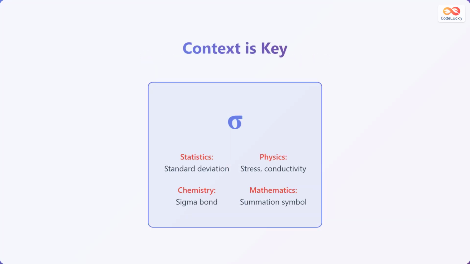The meaning of a symbol often depends on the context in which it's used. Take the Greek letter sigma, written as σ. In statistics, it represents standard deviation. In physics, it can represent stress or conductivity. In chemistry, it denotes a sigma bond. And in mathematics, it represents summation. Therefore, always consider the context to correctly interpret a mathematical symbol.